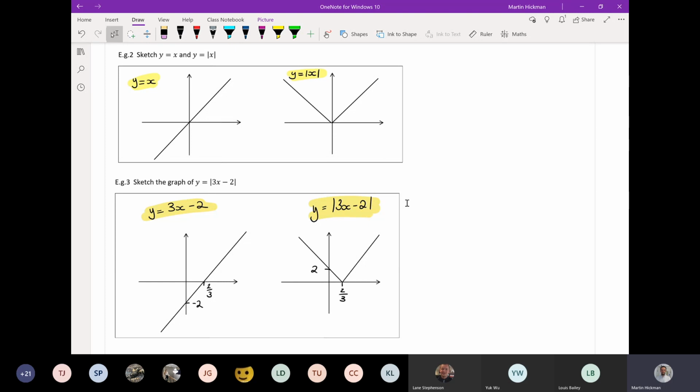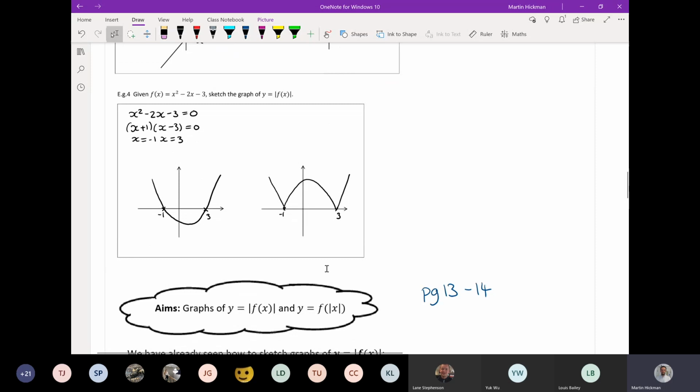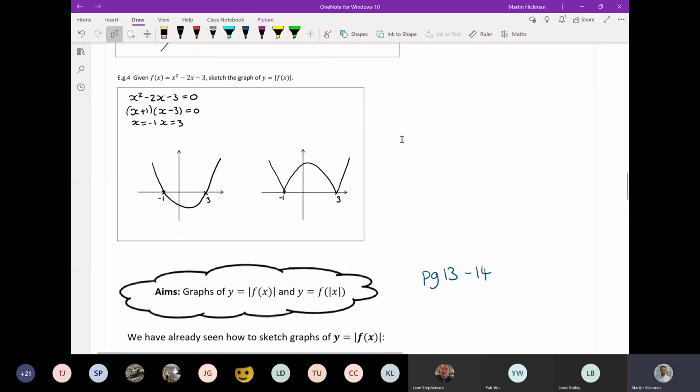So the y=x, and then y=modulus of x to the right of it, and then y=3x - 2, and then the modulus of 3x - 2. Yet again, important points are that we're getting those x-intercepts and those y-intercepts in there as well. And then this is what our quadratic example looked like. We sketched the original quadratic. We've got our roots of -1 and 3. I should definitely have the -3 on there as well. And then when we sketch the modulus, we should have a 3 there. Okay, let me know if you've got questions.